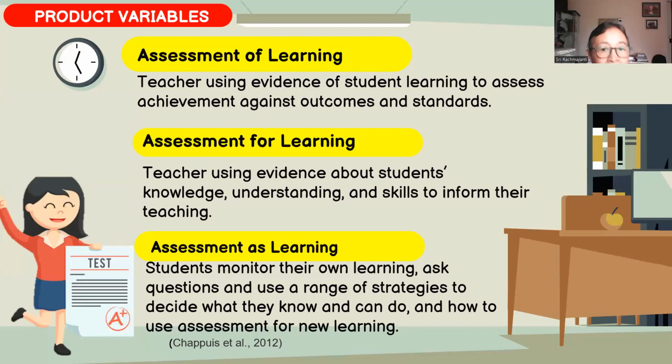And assessment as learning, this is what we call peer assessment and self-assessment. They try to monitor their own learning. They check whether their writing is good or not. Of course, for this one, the teacher should provide a rubric for them, what to assess. Okay? Next, please.